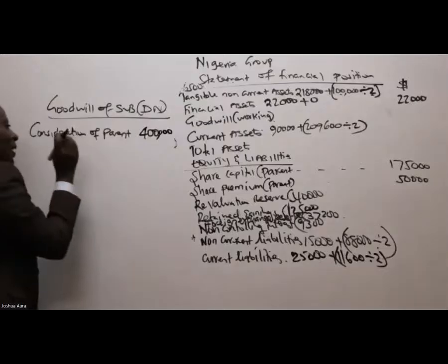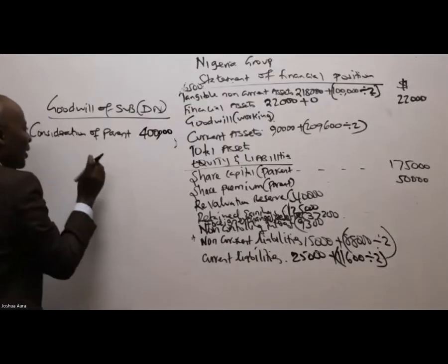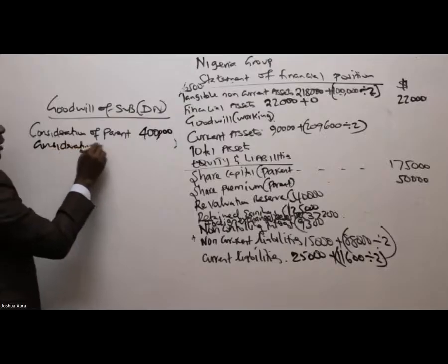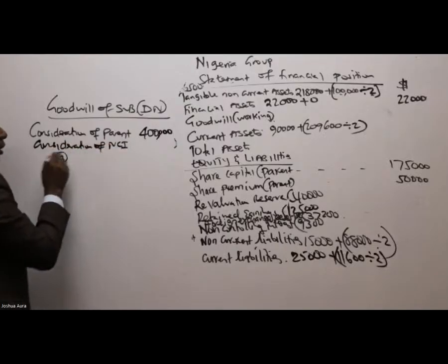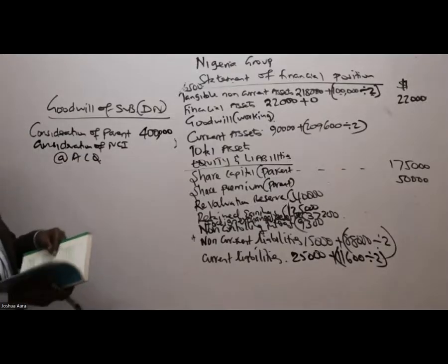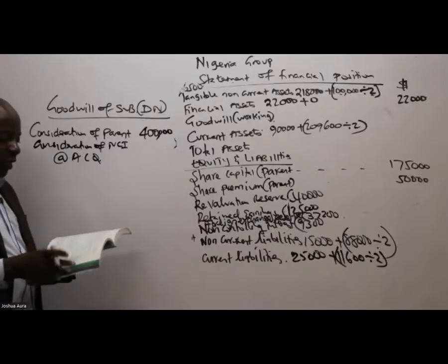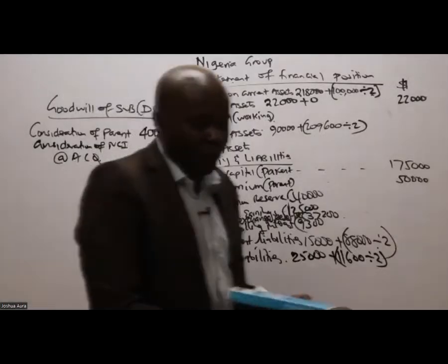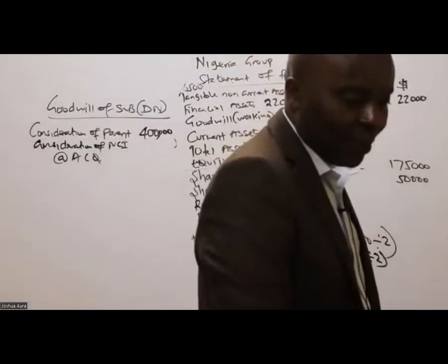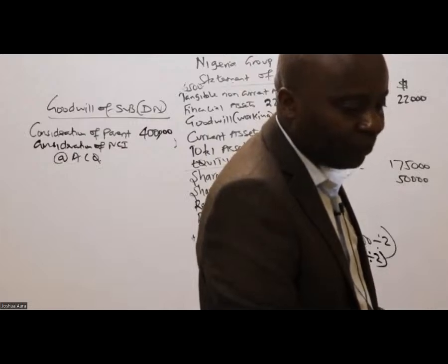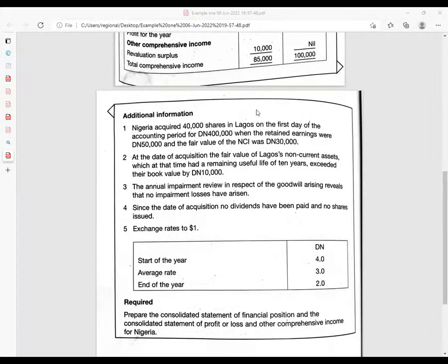Now, of course, the parent never bought this subsidiary 100%. We have the consideration of NCI at acquisition. Are you able to see what NCI was worth at acquisition? Have they given us NCI at the date of acquisition?